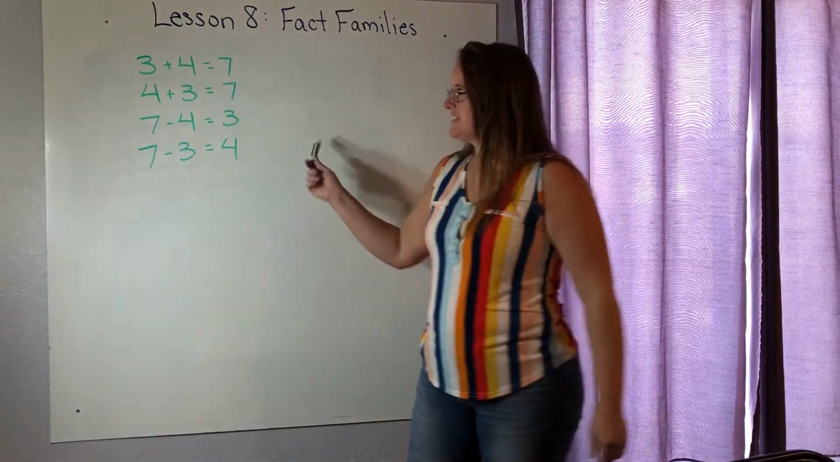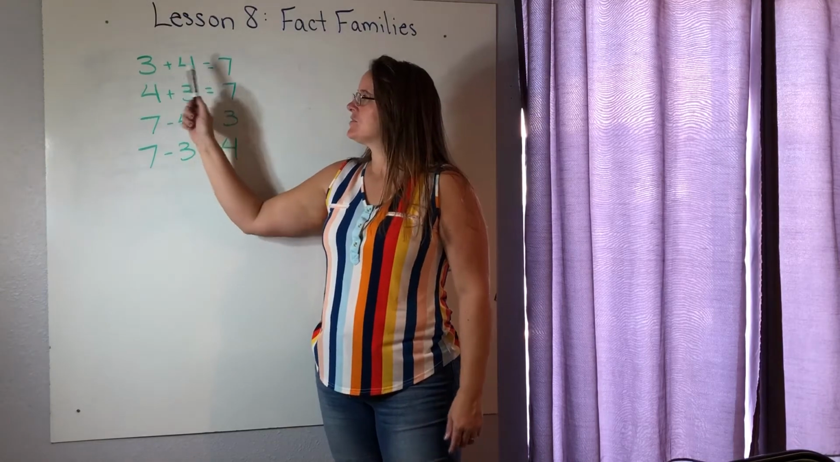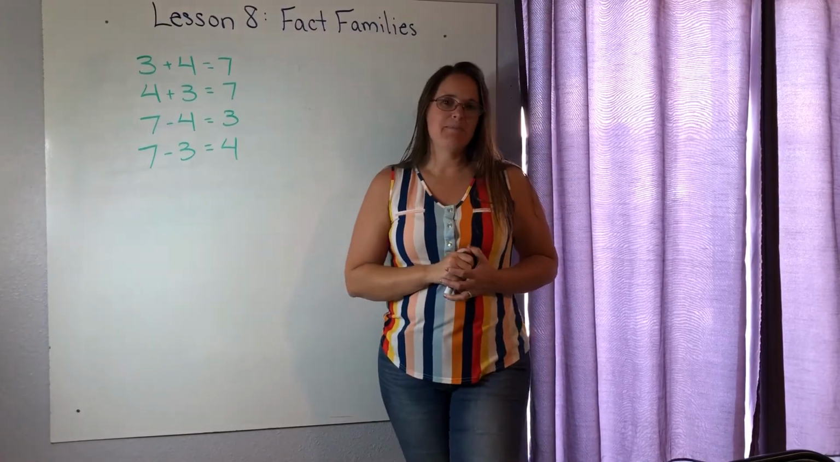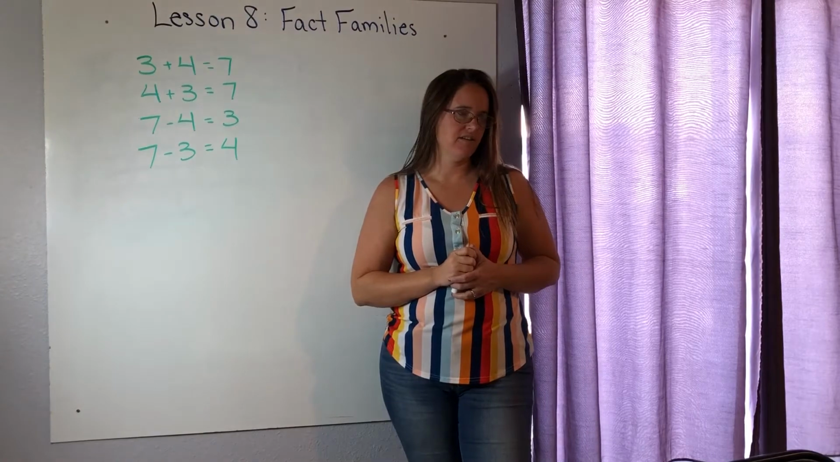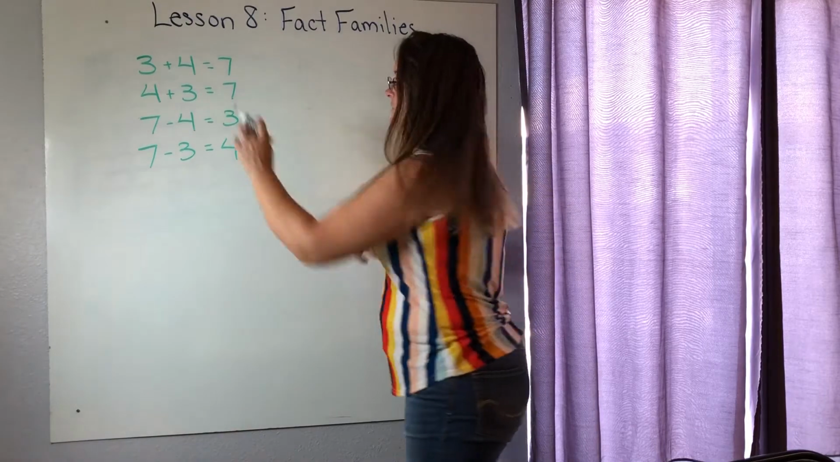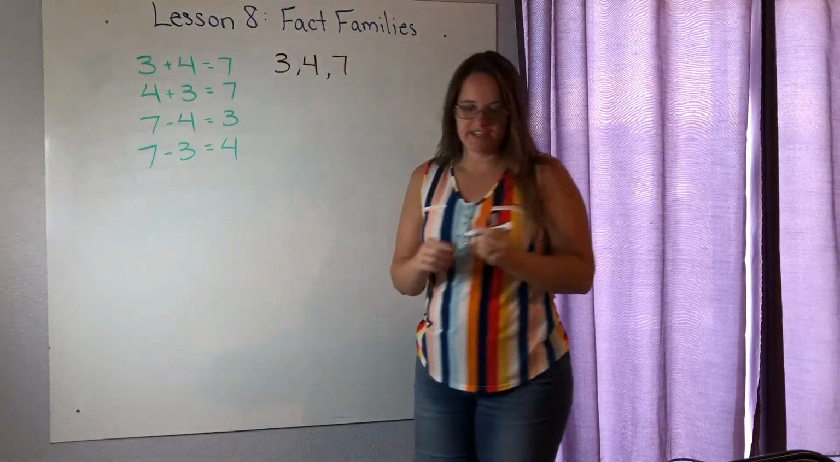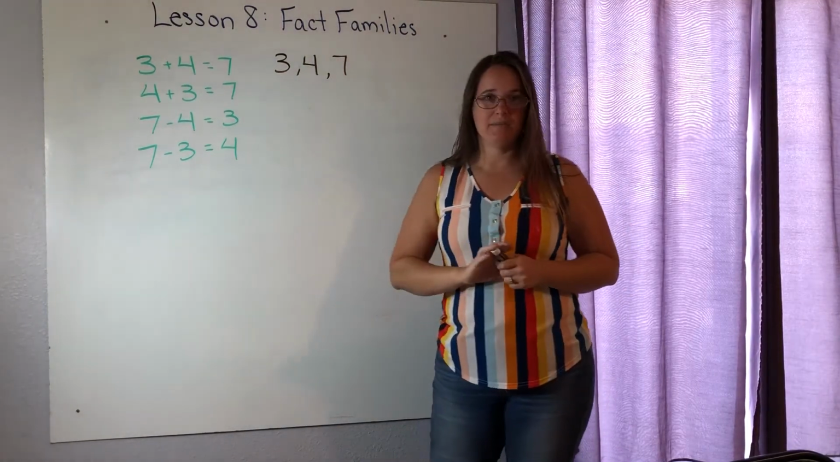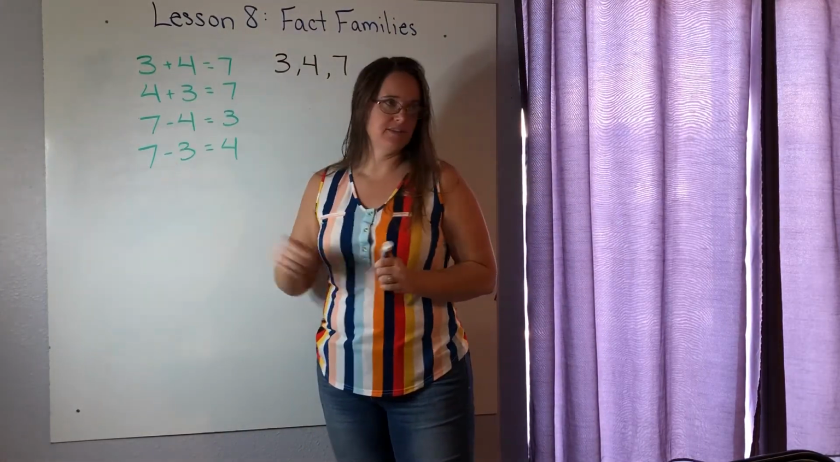So I want to start with this fact family that I have right here with the numbers 3, 4, and 7. Do you see any patterns in this fact family? What do you notice, Riker? There's 3 numbers that are being the same thing and just making it different. Yeah, we use the same 3 numbers: 3, 4, and 7. That's what makes something a fact family, when you take the same 3 numbers and you create 2 addition and 2 subtraction.